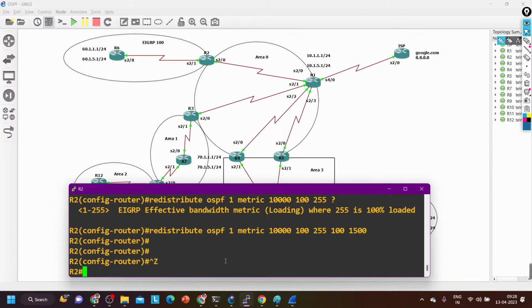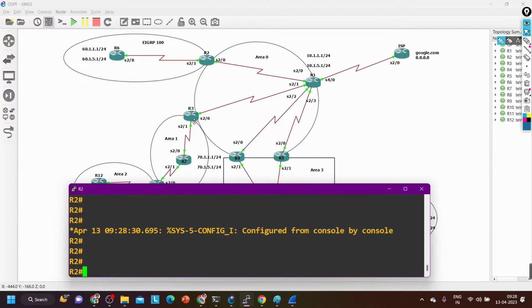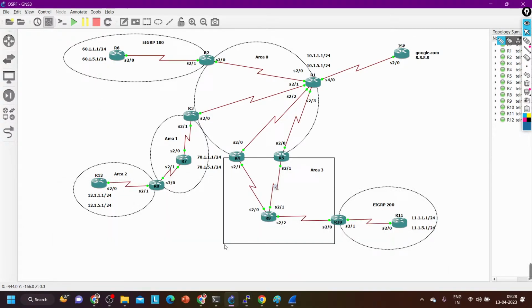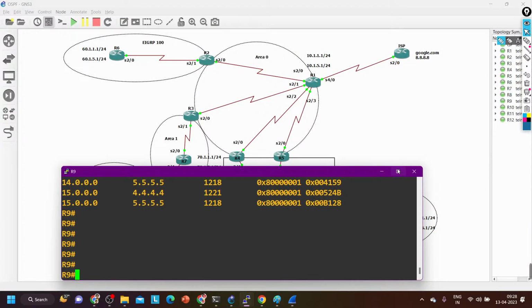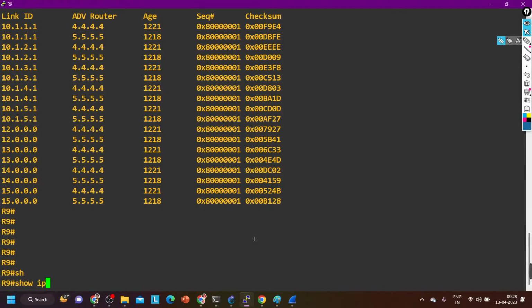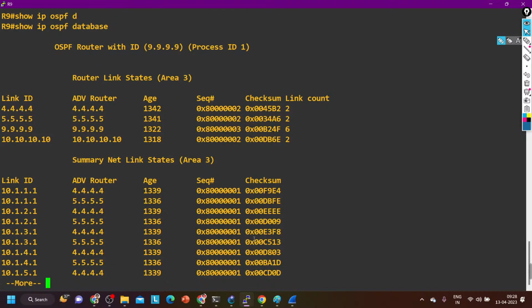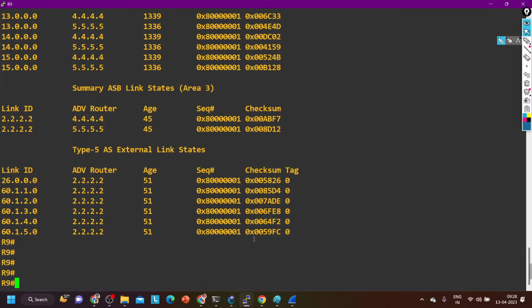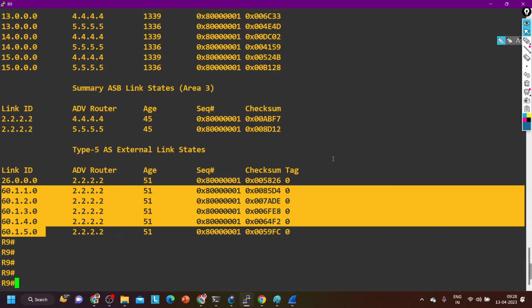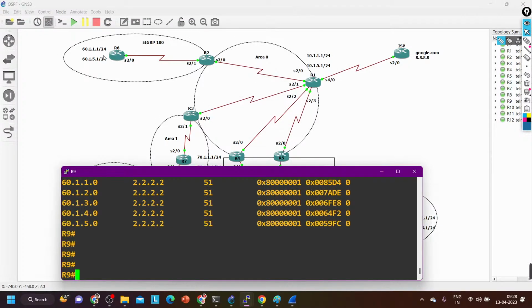Okay, so I have redistributed OSPF prefixes in EIGRP and EIGRP prefixes in OSPF. So now router number 9 will receive LSA 5, yes or no? So, show IP OSPF database. Are you able to see LSA 5? Yes. Through LSA 5, I am getting the 60 network, right, which is running in the EIGRP 100 domain. Yes or no?